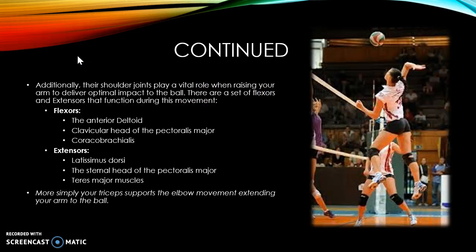Additionally, their shoulder joints play a vital role in raising your arm to deliver the optimal impact to the ball. There are several flexors and extensors that are functioning to perform this movement. You will see the flexors and extensors broken down based on specific muscle types, but more simply, your triceps support the elbow movement, extending your arm to the ball.